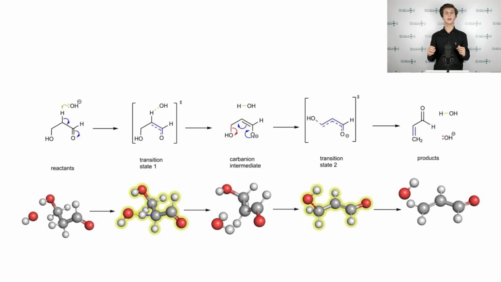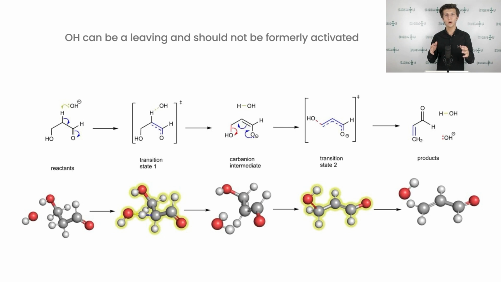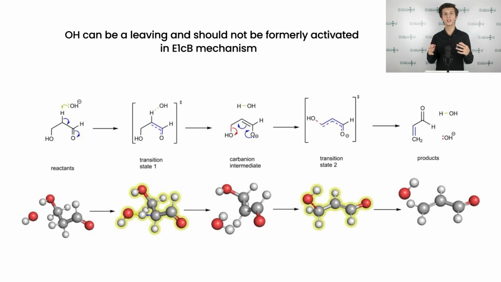Now, let us examine once again an example of the E1CB mechanism, acrylene formation. It is important that in this case OH left without prior special activation, for example, tosylation or protonation. It is quite an unusual case when OH plays the role of leaving group without any activation. For instance, it does not happen in nucleophilic substitution mechanisms or in E1, E2, but in E1CB it is possible.